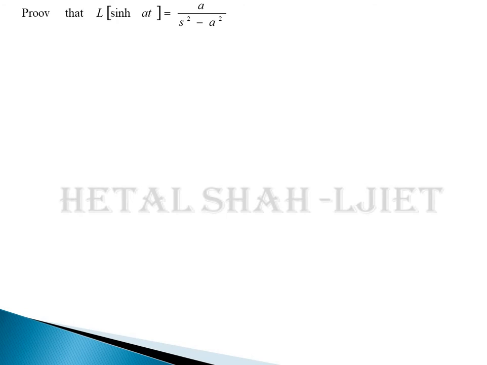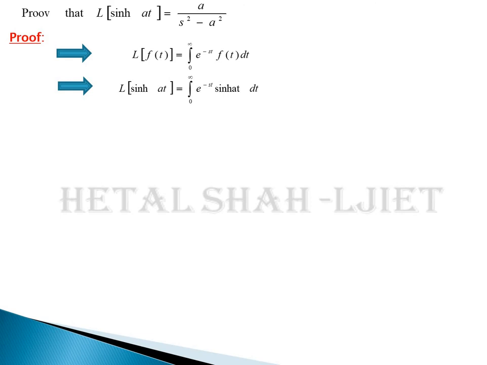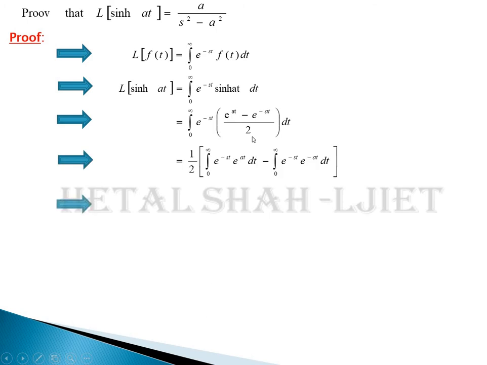Now for the next formula, sin hyperbolic at. First start with the definition. Apply: function of t is sinh at. Here e raised to minus st, and the formula of sin hyperbolic at is e raised to at minus e raised to minus at by 2. By simplifying, if 2 is common, we get e raised to minus st into e raised to at dt. Similarly e raised to minus st into e raised to minus at dt.